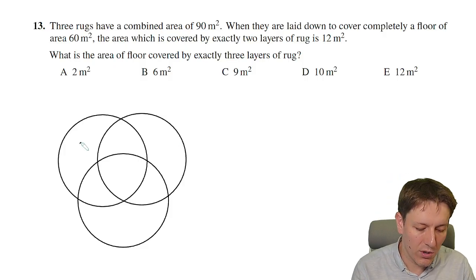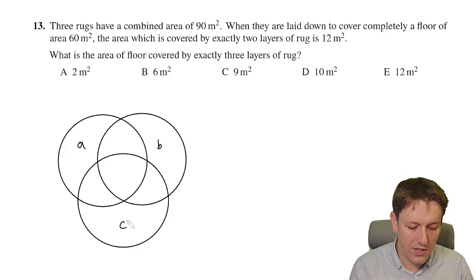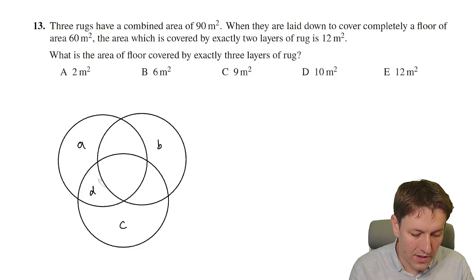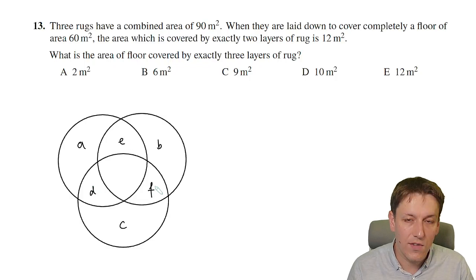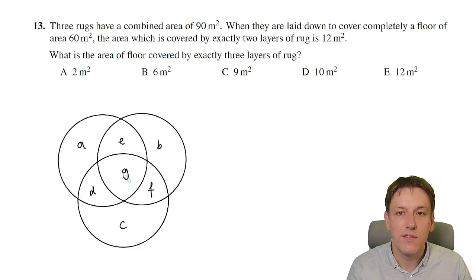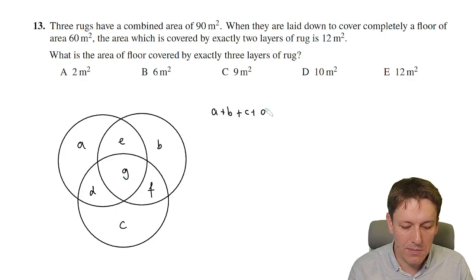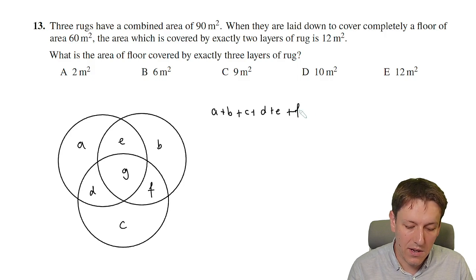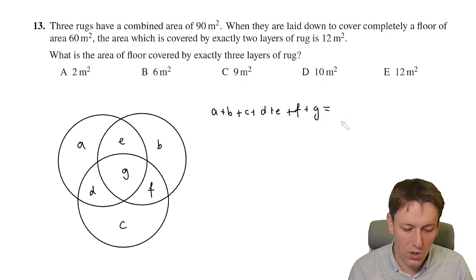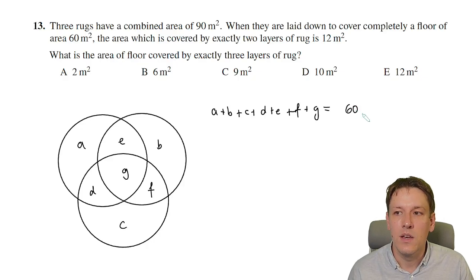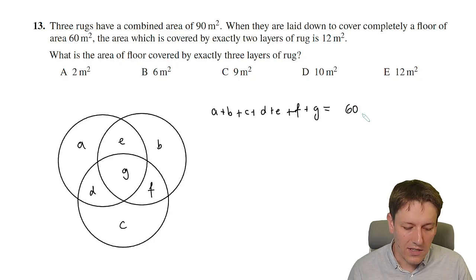So let's just label all of these regions. Let me call the ones A, B, and C that have just 1 layer, and then D, E, and F for the ones that have 2 layers, and G for the one that has 3 layers. And so what we know is that when I add all of these together, A plus B plus C plus D plus E plus F plus G, the total area covered is 60 meters squared. But the total area of the rugs is 90 meters squared, right?